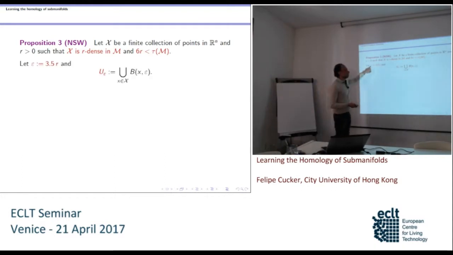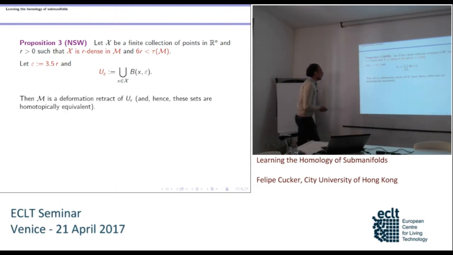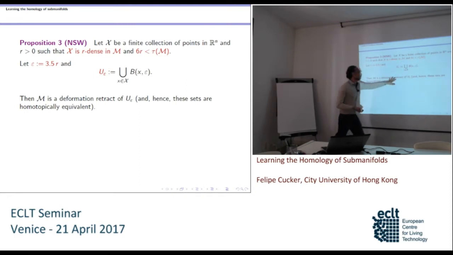And take epsilon 3.5R. I remember I said between 3 and 4, so I take 3.5. And U epsilon being the union of the balls, then M is a deformation retract of U epsilon. If you don't know what a deformation retract is, forget about it. The important thing is that these sets are homotopically equivalent, meaning they have the same homology groups.